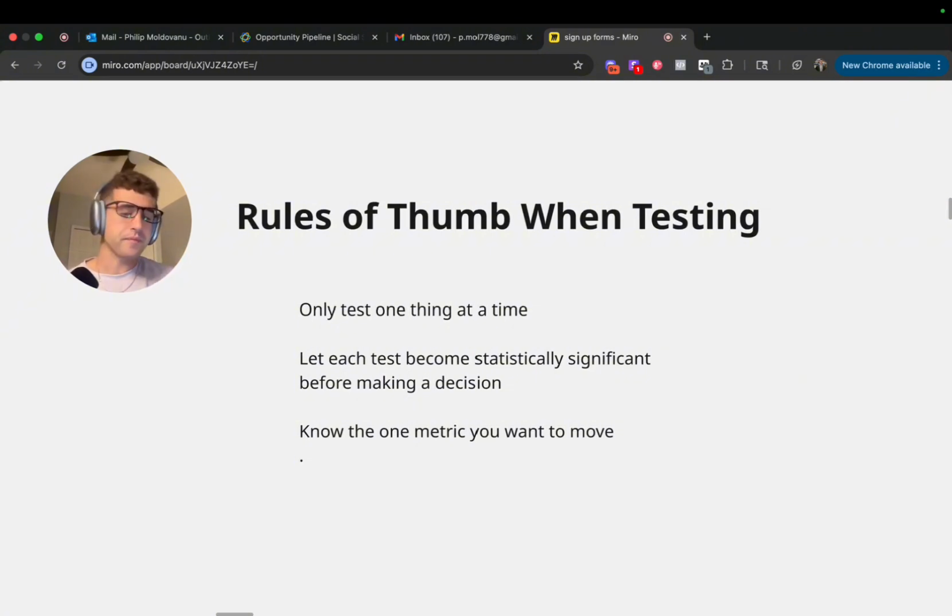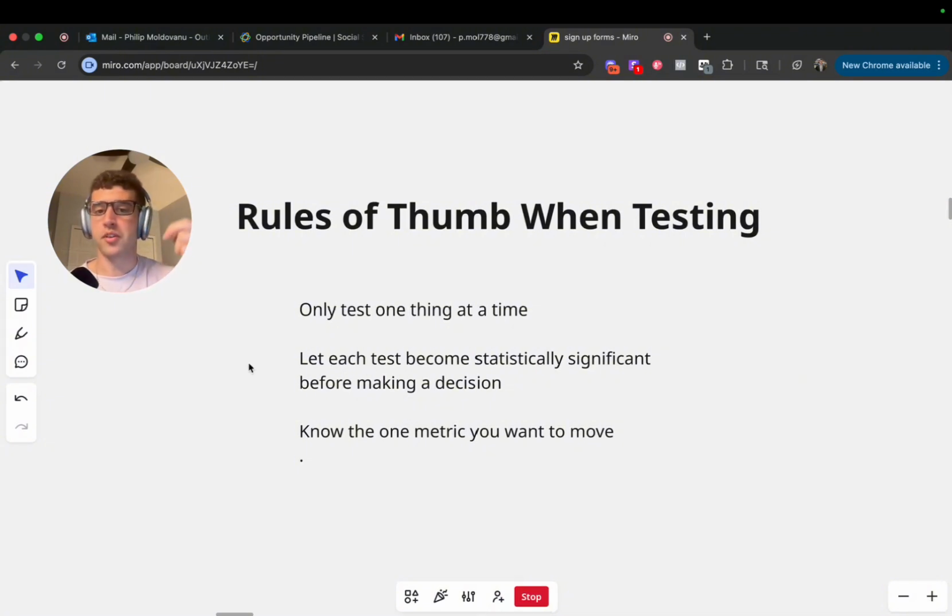As well, sometimes you can manipulate those variables even further, but you don't really know what just happened. So only test one thing at a time. Also, let each test become statistically significant before you make any type of conclusion. I see a lot of people struggle with this.